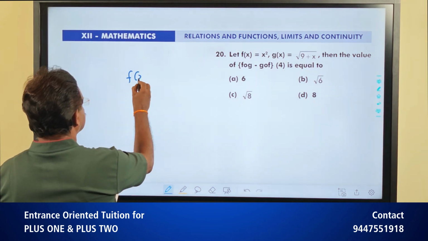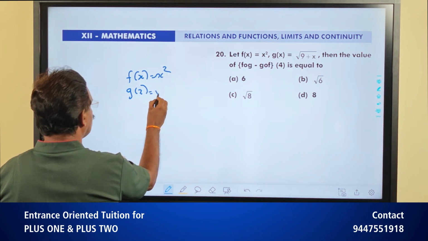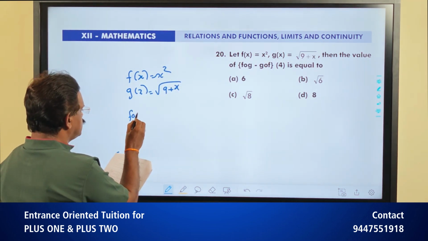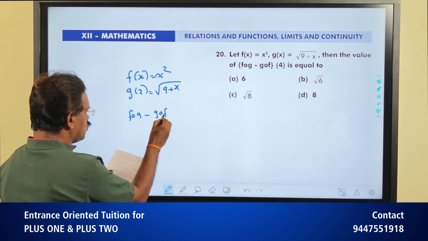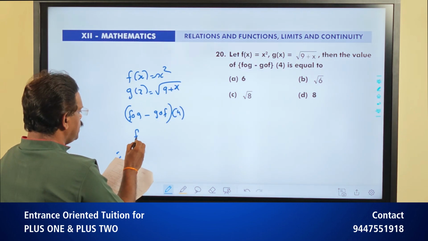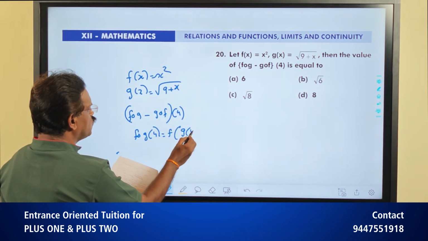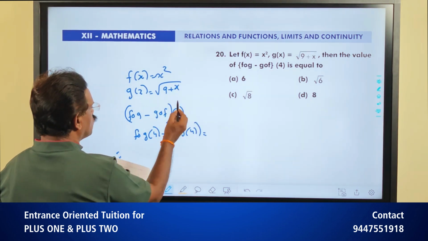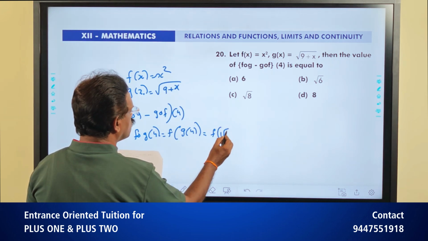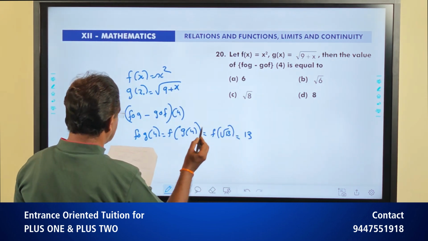F of x equal to x square, g of x equal to root of 9 plus x. So they ask the F composition G minus G composition F of 4. Okay, we'll do one by one. F composition G of 4 equal to F of G of 4. G of 4 means when you put x equal to 4, 9 plus 4, 13. So F of root 13, which is equal to root 13 square, which is equal to 13.